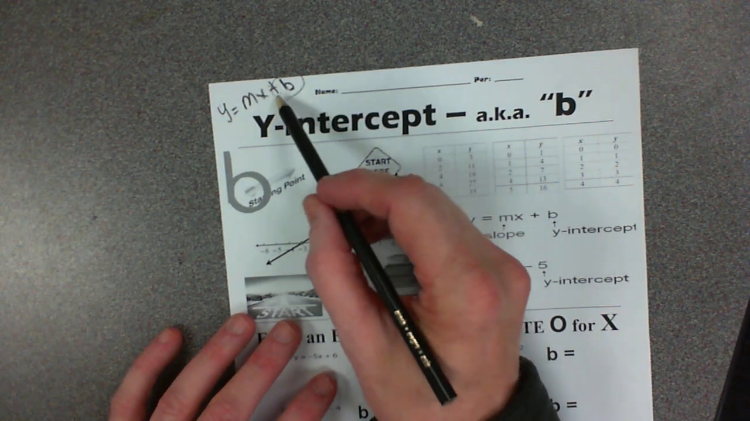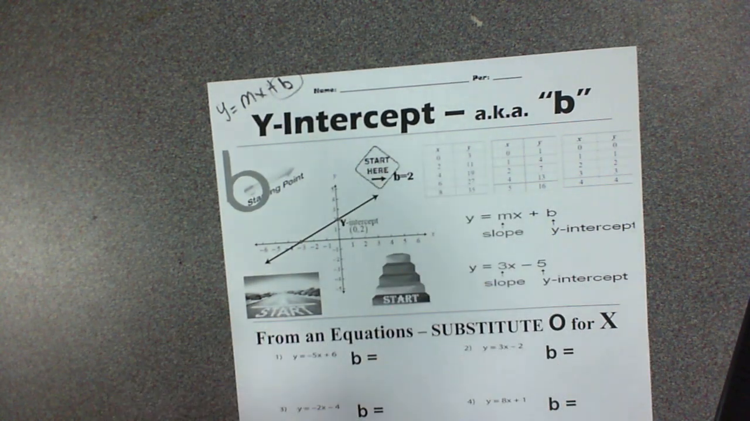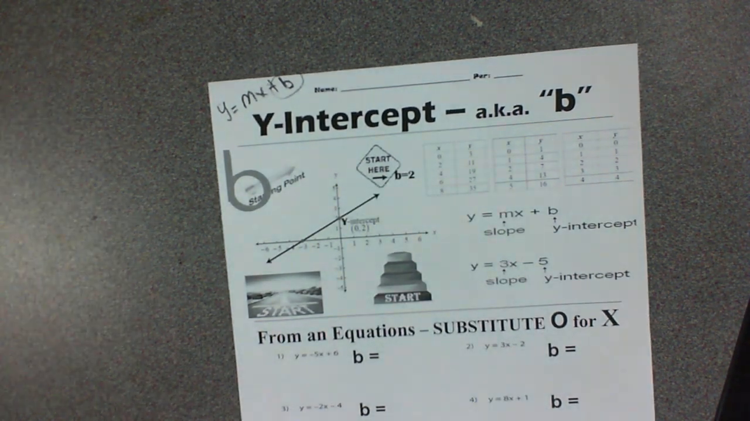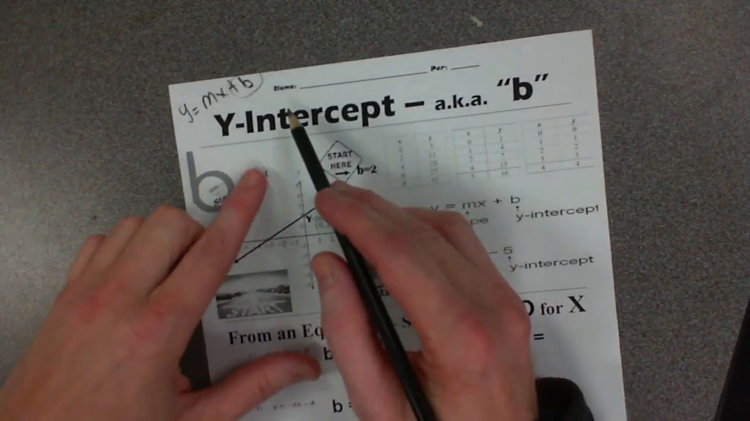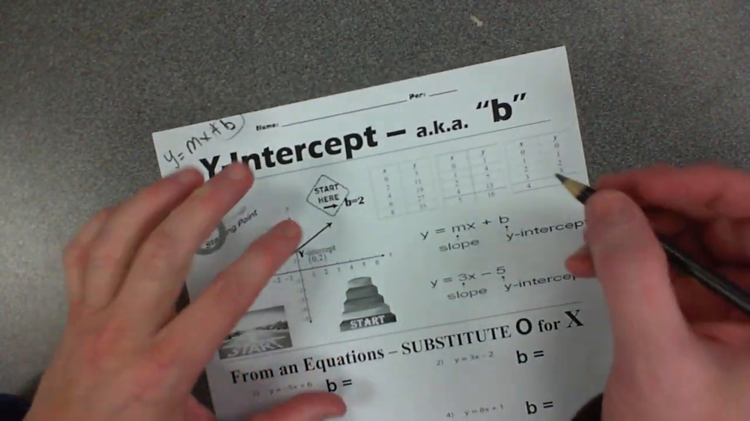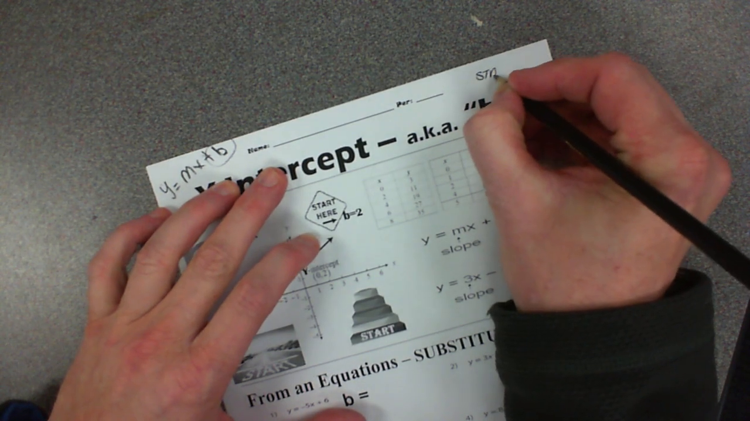And when you circle the b, make sure you circle the sign that goes with it. Sometimes it'll be positive, sometimes it'll be negative. It's going to tell you everything you need to know about this equation. Again, the word that we've given it is start. So write start over here.